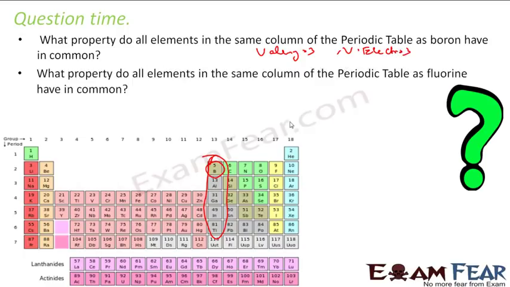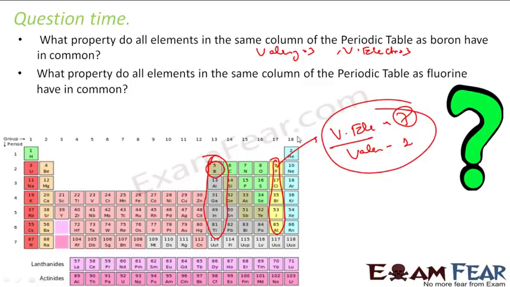What properties do all the elements in the same column as fluorine have in common? So if you see the fluorine column, for all these, my valence electron is 7, right? All these are 7. You see, fluorine is 2, 7, 9. This one is 2, 8, 7. Each and every element in this group has 7 valence electrons and a valency of 1. This is the common thing they have.